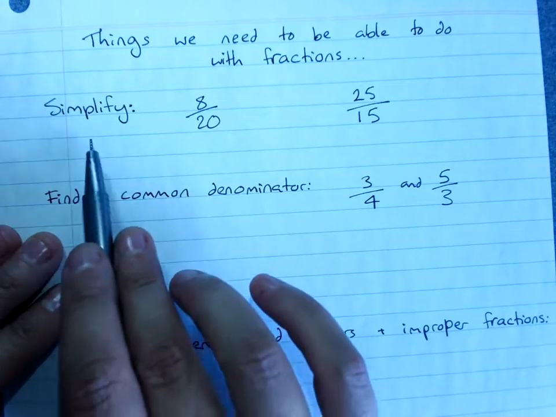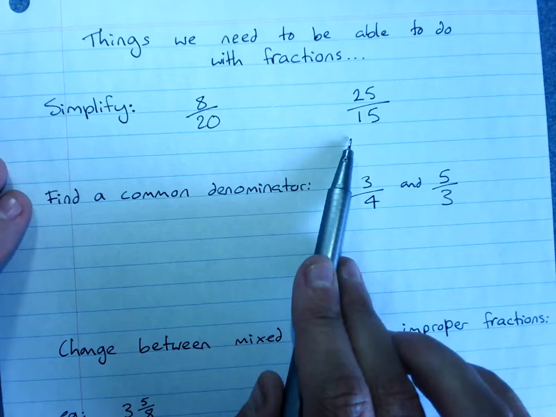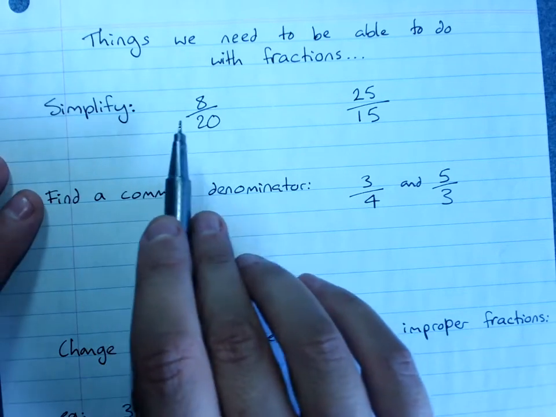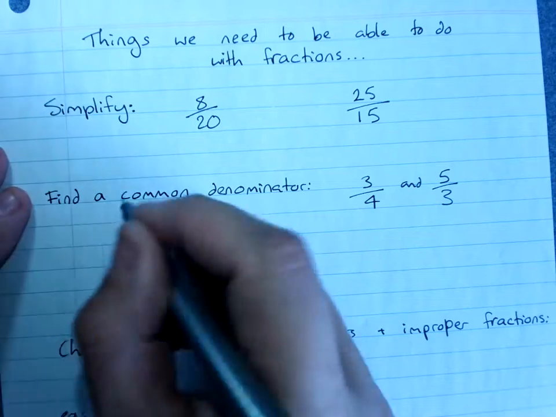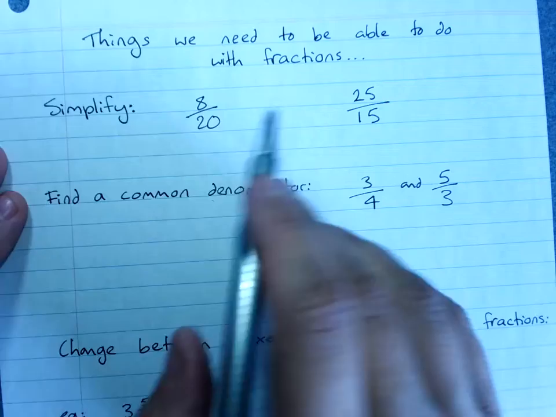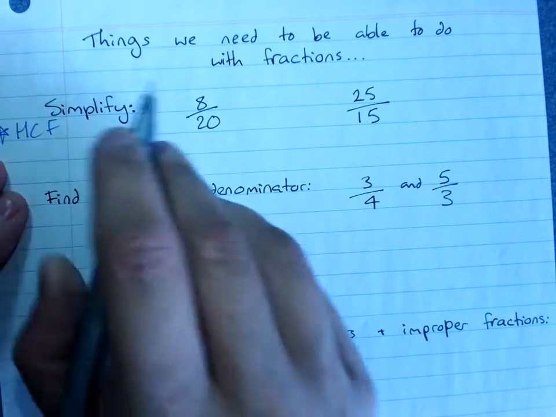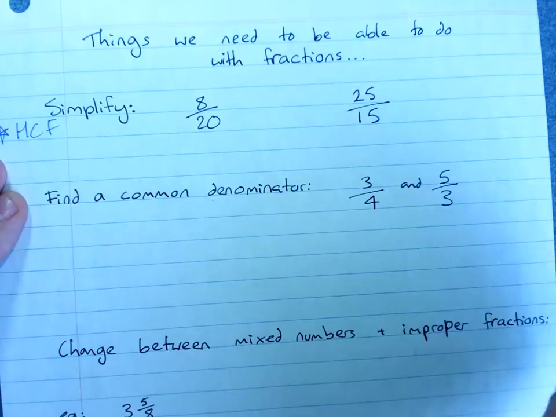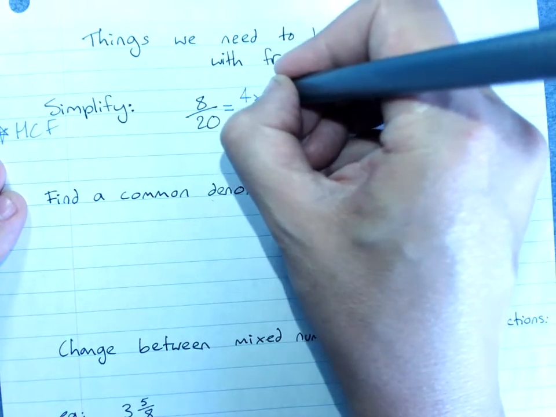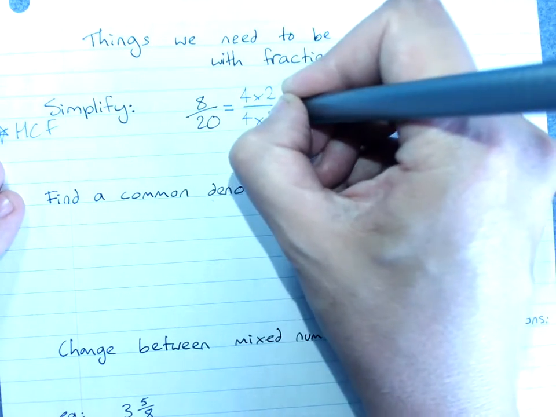Simplifying means to represent with the smallest possible integers and to find an equivalent fraction. You simplify by cancelling out a common factor between the top and the bottom. So we look for the HCF. The HCF of 8 and 20 is 4. I could write 8 as 4 times 2, and I could write 20 as 4 times 5.